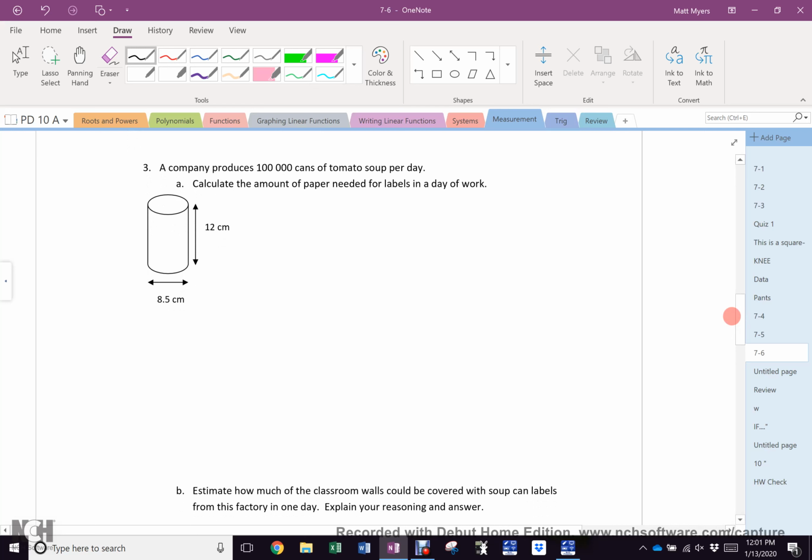Got to use pi, right? Because this is the only part where the paper is, yeah? So that is 2 pi RH, right? All right. So 2 pi RH is 2 pi times 4.25 times 12, yes? So one can was 102 pi, right?